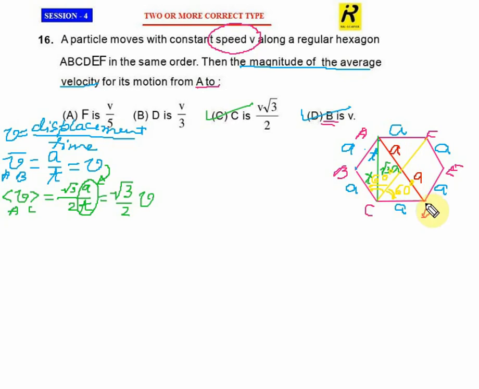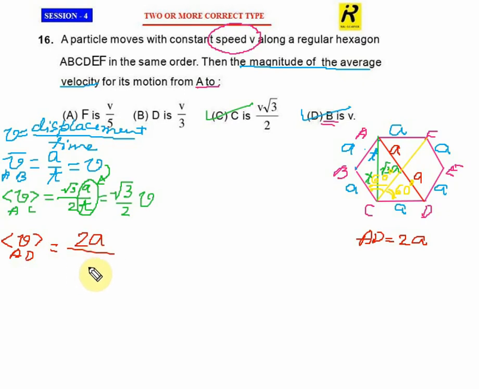So that means the total length A to D is 2A. Now let me calculate the average velocity from A to D. The displacement is AD, so this is nothing but 2A. So the displacement is 2A.